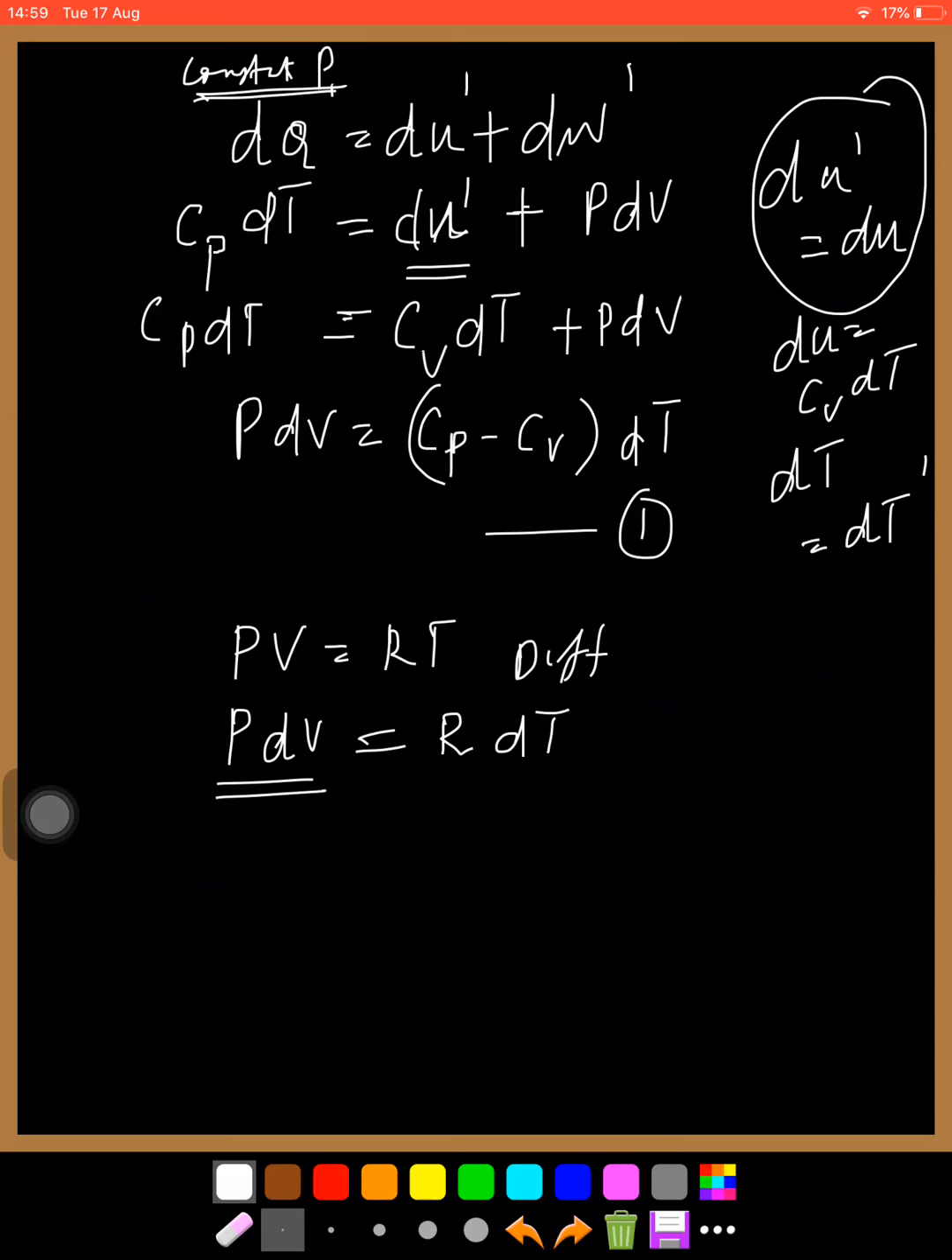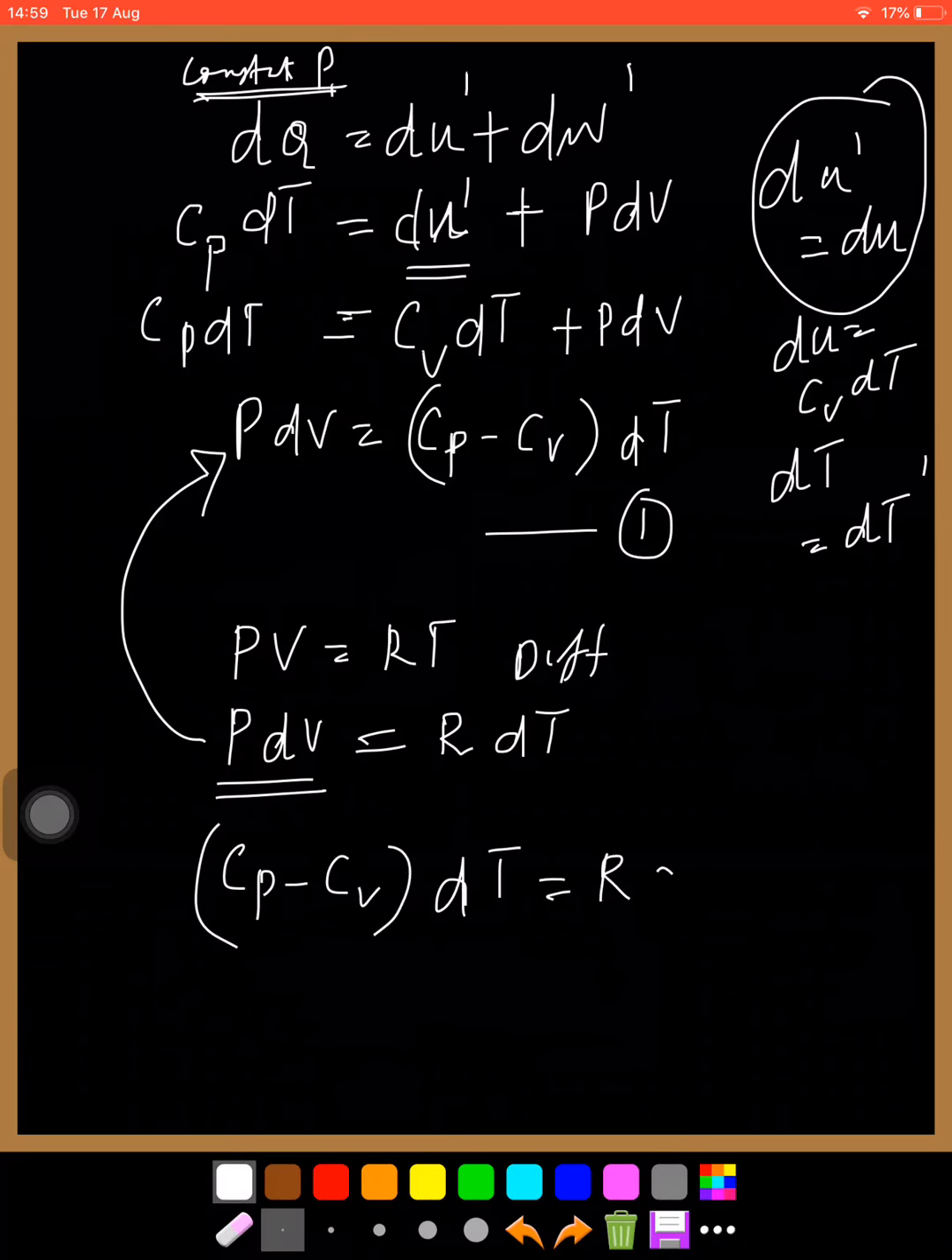And what is PdV? We can substitute PdV from equation 1, that is (Cp minus Cv) dT is equal to R dT. And that shows Cp minus Cv is equal to R. And this is Mayer's relation.